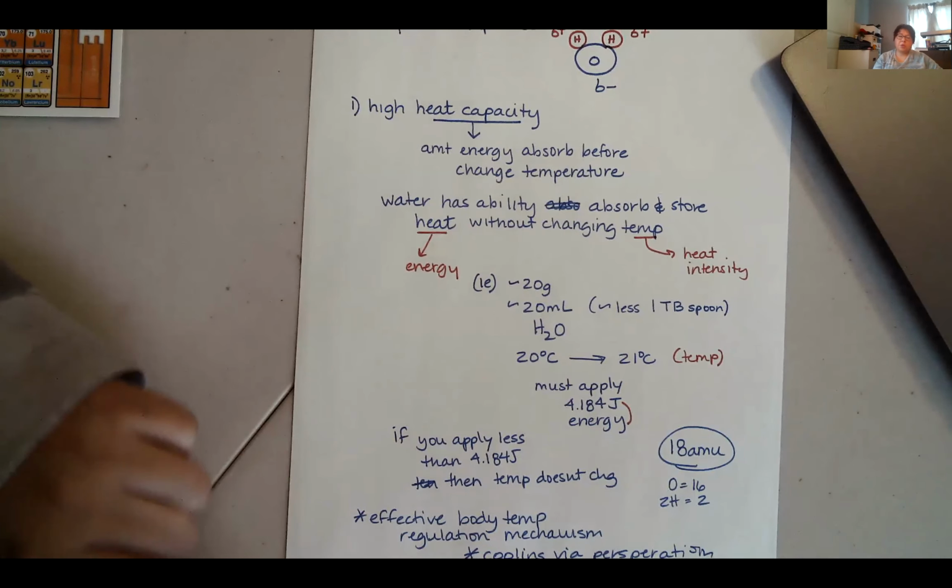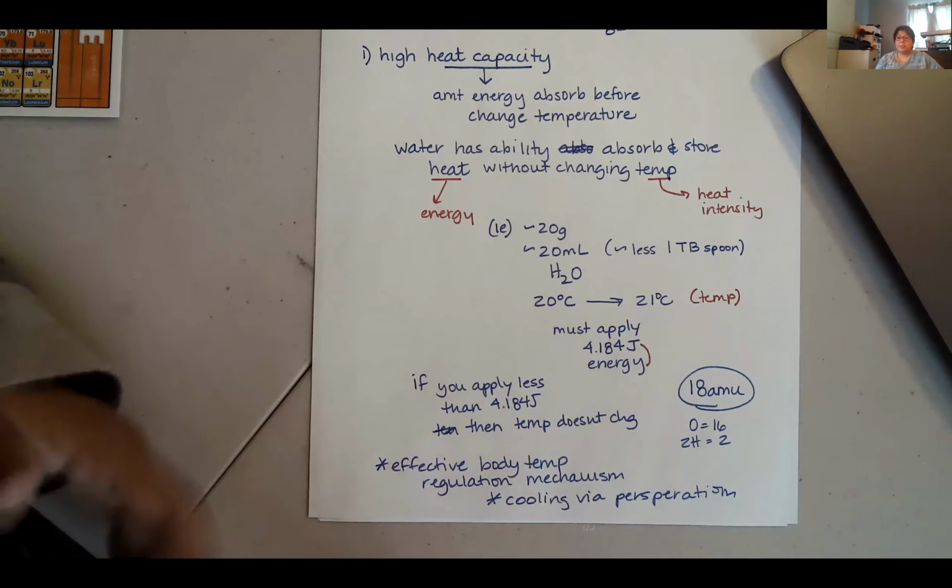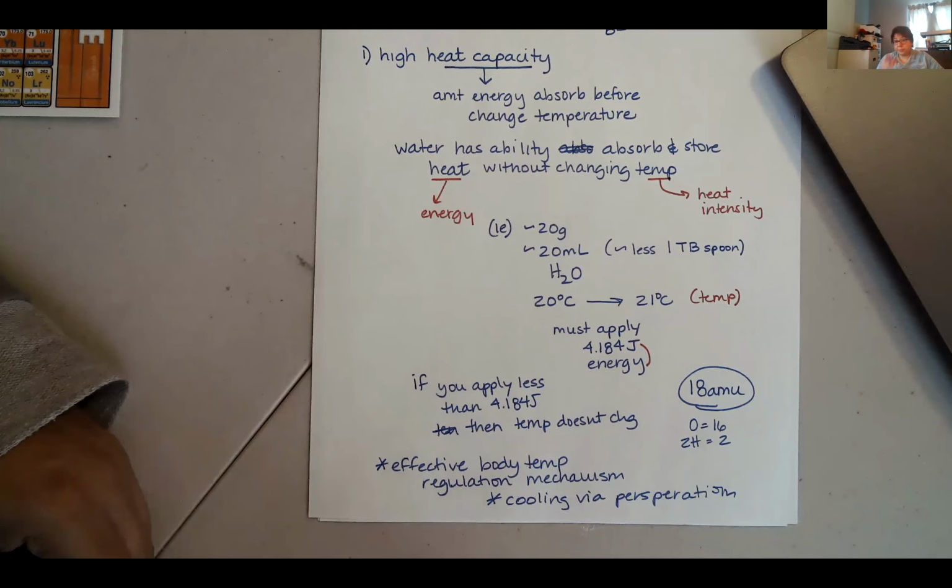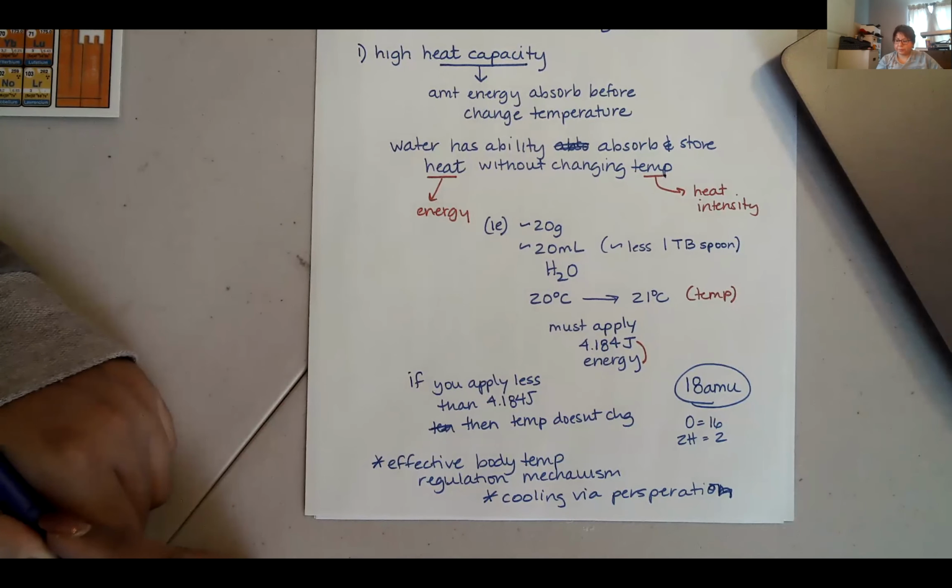So one of the ways that you maintain your homeostasis is through perspiration. When you perspire, when that water evaporates off the surface of your skin, the heat goes with it. How much heat? Well, about 4.184 joules for roughly every 20 mils that you produce. That's a lot of energy. Trust me, that's a lot of energy.